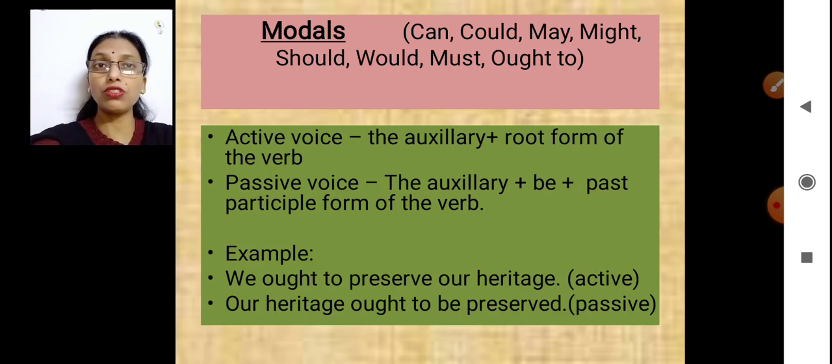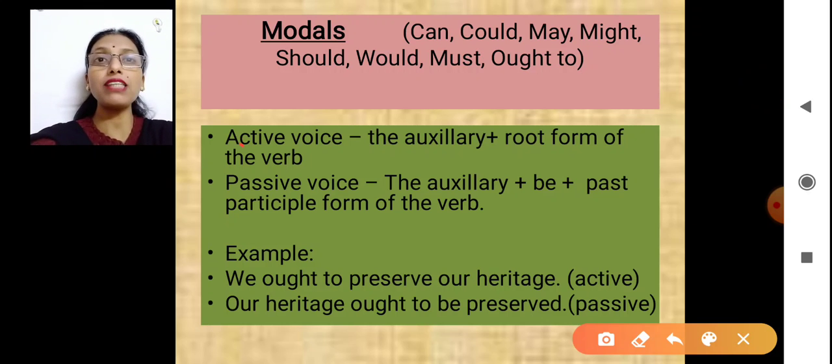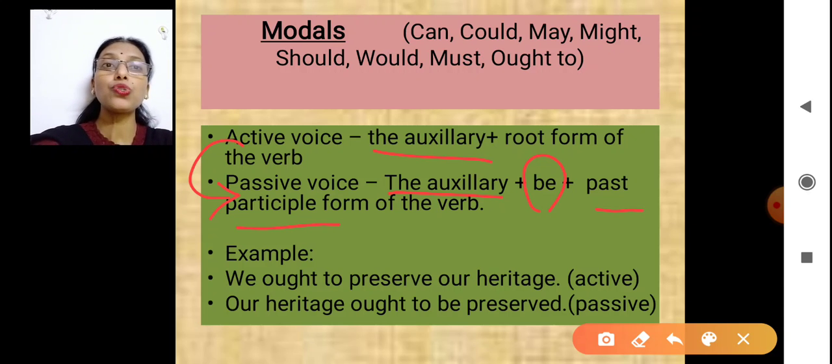Now coming to the change from active to passive voice, the auxiliary will remain as it is. The only thing is that be is added, and of course the past participle, as we always do in passive voice. Yes. So it will be auxiliary plus be plus past participle.